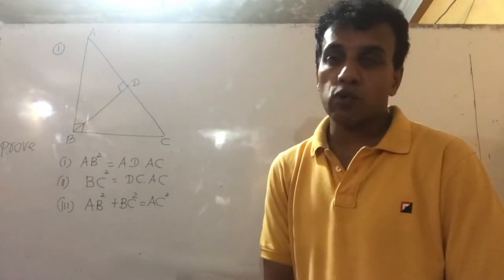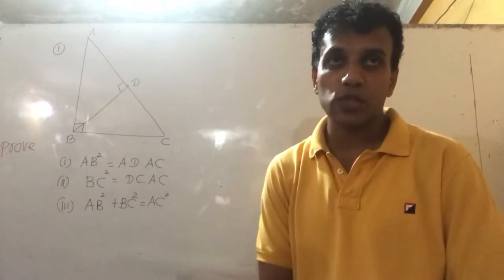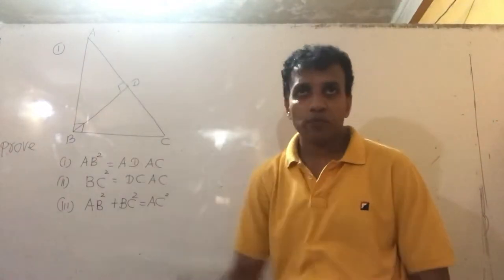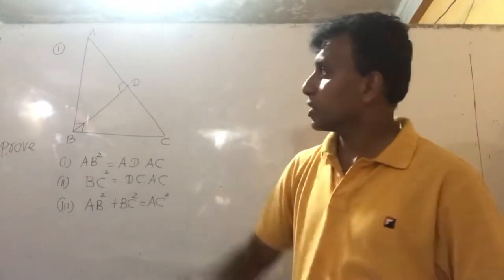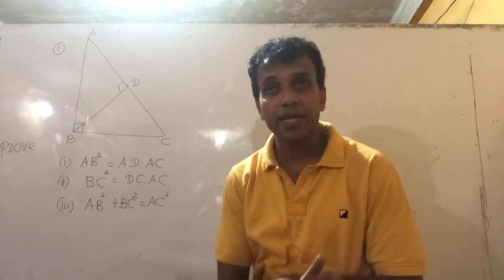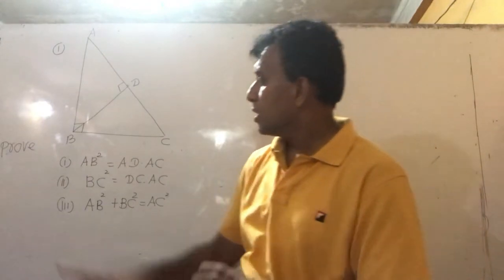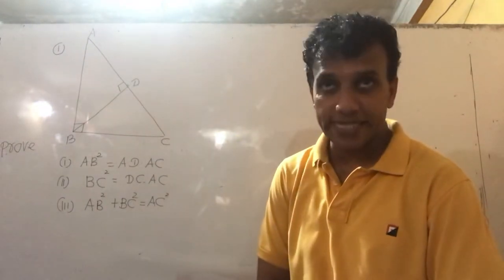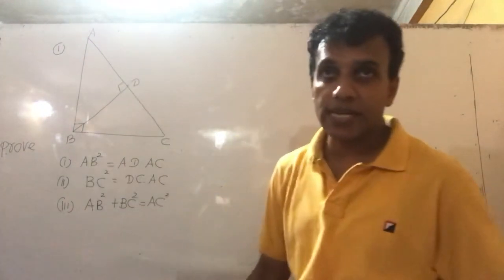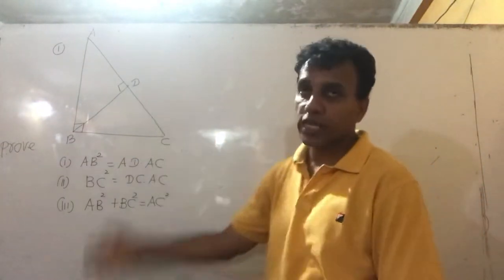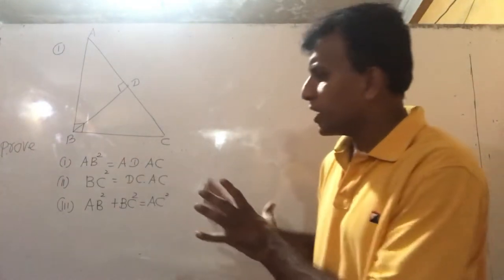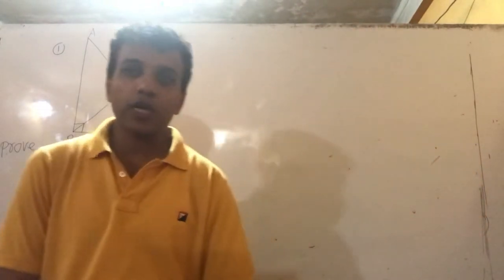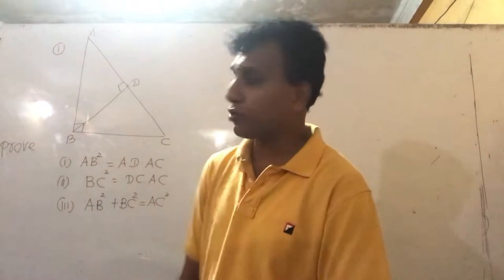AB square plus BC square equal to AC square for this given diagram. So what this diagram shows, ABC is a right angle triangle. From here, a perpendicular is drawn to AC, that is BD, that's the diagram. For this, we will prove the answer. Everything here comes under the similar triangle property or equiangular properties. We can easily prove this, right?